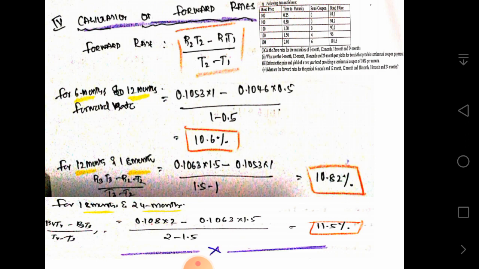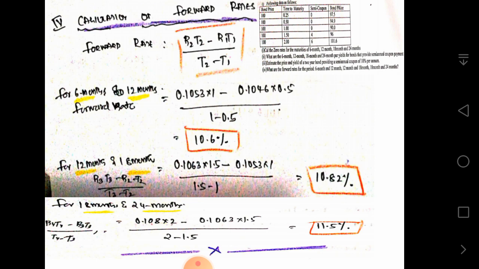Similarly, if I take 18 and 24 months, it would be R4 T4 minus R3 T3, right. R4 stands for the zero rate for 2 years, T4 stands for the time to maturity for 2 years, right. R3 stands for the zero rate for 18 months, that is 1.5 years, and T3 stands for the time to maturity for 18 months or 1.5 years, fine. Substituting, I will get 11.5%.